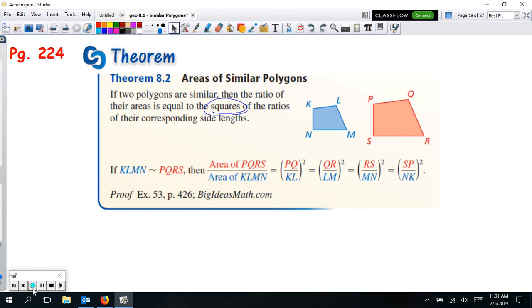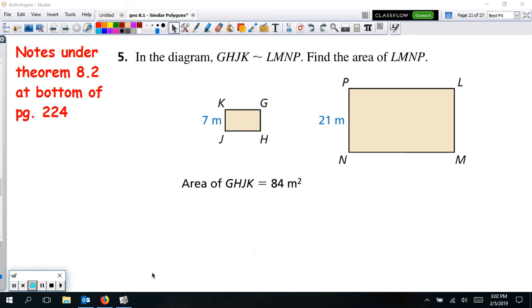one example right there at the bottom of 224. Okay, so this is going to be at the bottom of page 224, just underneath that theorem 8.2 that we were just looking at, about finding the areas of similar polygons. So we have two similar polygons here. Looks like they're rectangles, but we're not told that, but we don't need to know that. Just that they're quadrilaterals. We want to find the area of L, M, N, and P. That's this bigger one. It tells us what the area right here of GHJK is. That's the smaller one. So we know the smaller one's area is 84 meters squared.